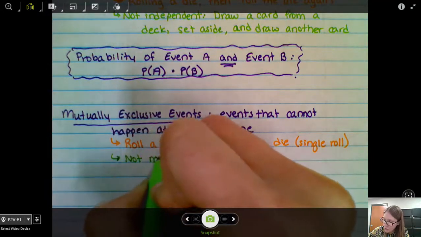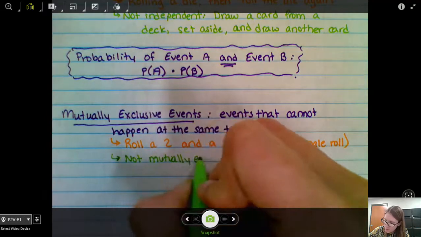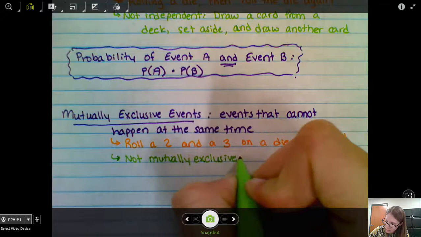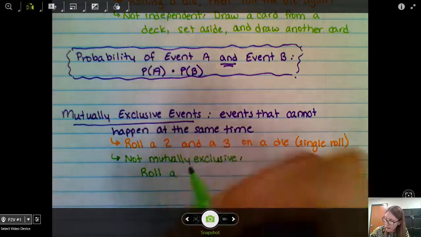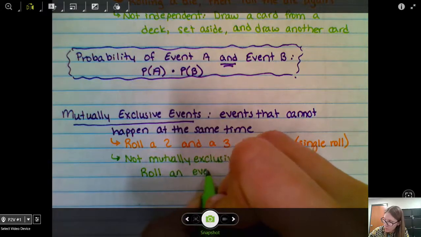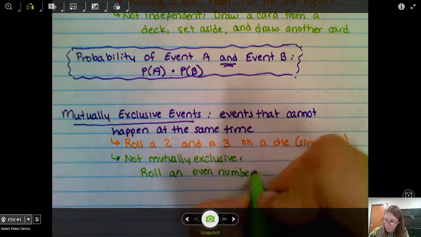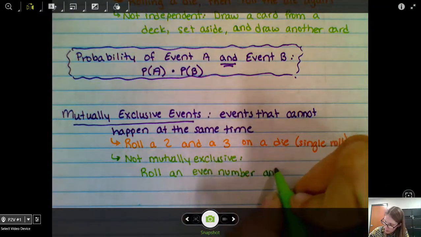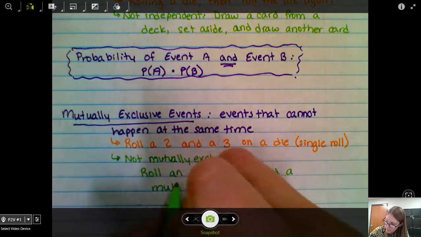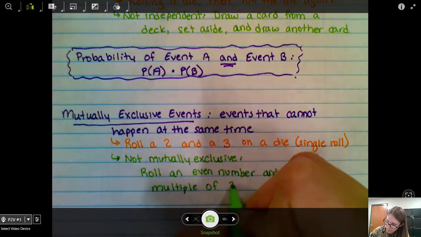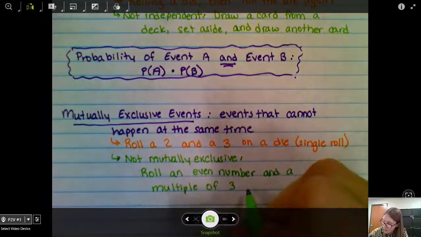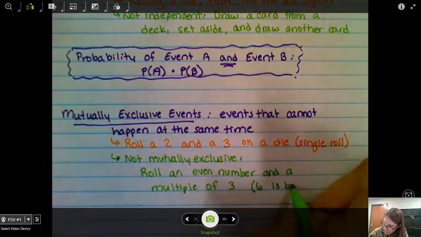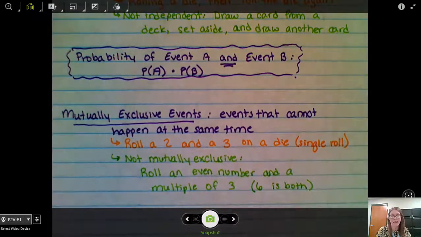Something that's not mutually exclusive, though, would be rolling an even number and a multiple of 3. That's not mutually exclusive because a multiple of 3 could be 3 or 6, and 6 is an even number. So 6 is both a multiple of 3 and an even number.